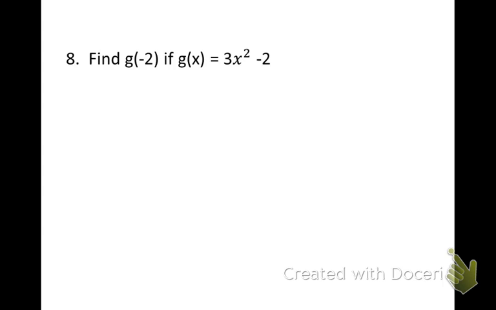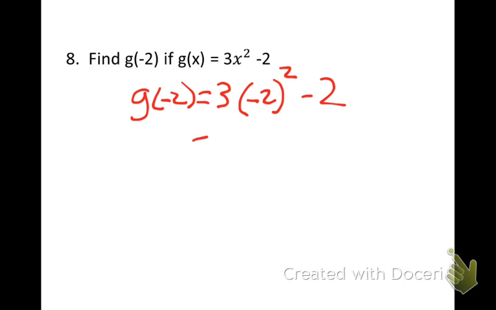Here again we're given a function and we're asked to find g of negative 2. So anywhere there's an x, we're going to replace it with a negative 2. So g of negative 2 equals 3 times, there's an x, I'm going to replace it with a negative 2. Now I have to use my order of operations. I do powers first. Negative 2 squared means negative 2 times negative 2, so that would be 4. 3 times 4 is 12. 12 minus 2 is 10. So I would end up with 10 for that one.